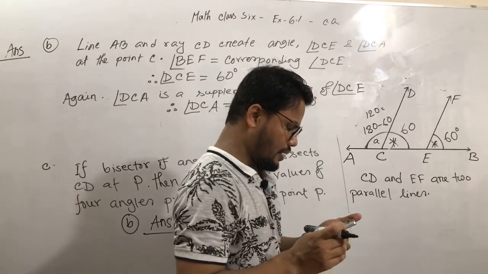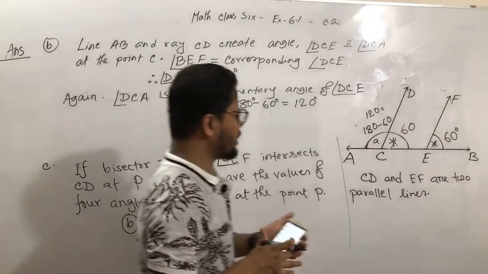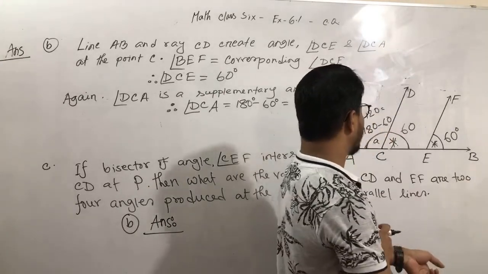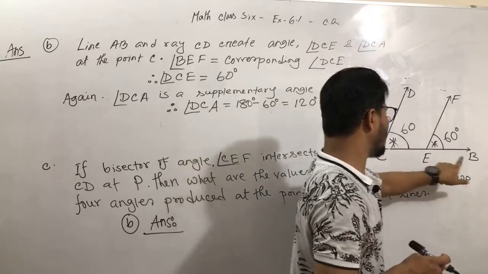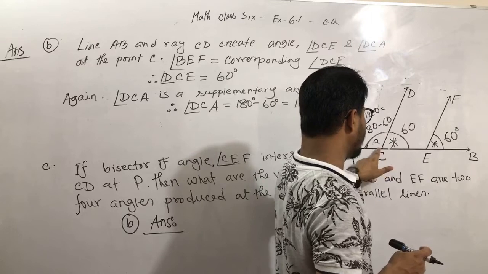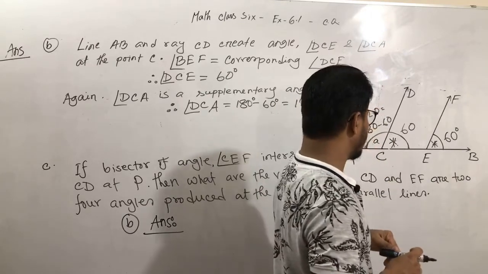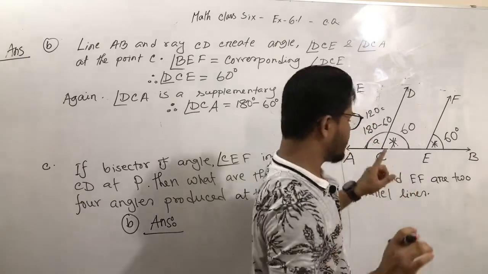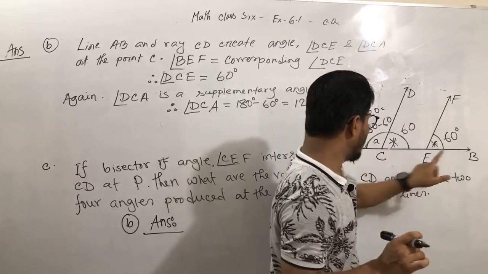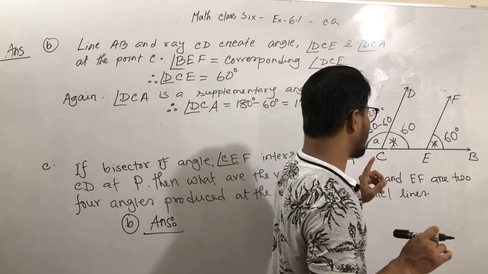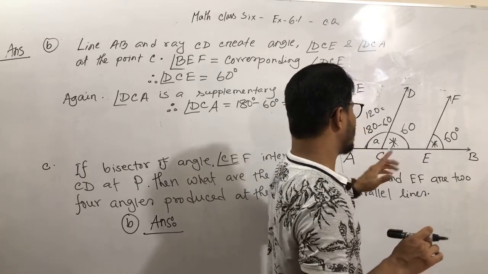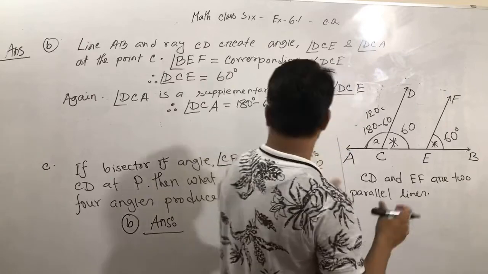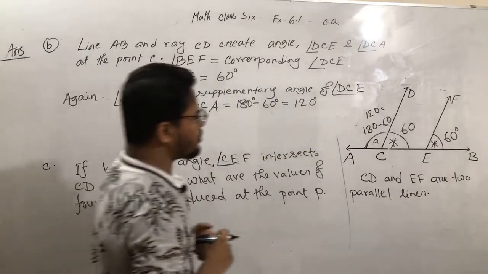Okay, one student, Khaleda Akhtar, said, sir, repeat again. Okay, give attention, dear students. Our requirement here: the line AB and ray CD intersect each other at the point C. And the requirement is, find the value of the angle formed at the point C by intersecting AB and CD and identify their name. This is our question.